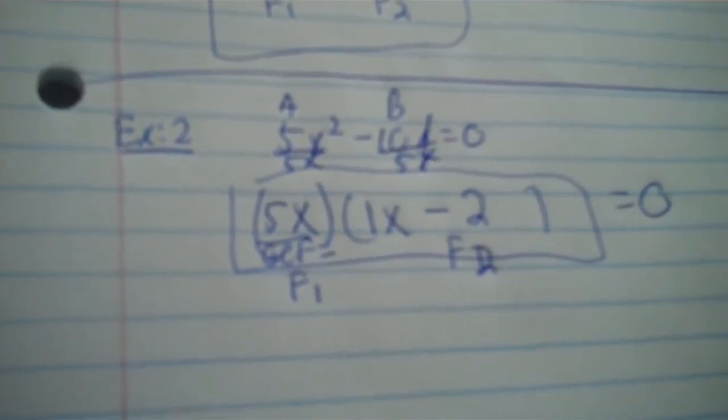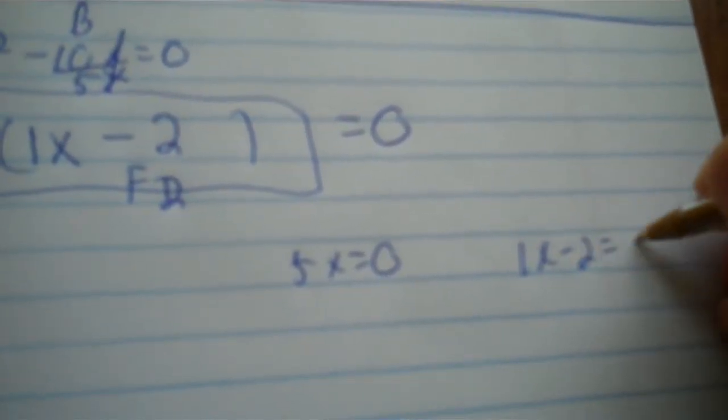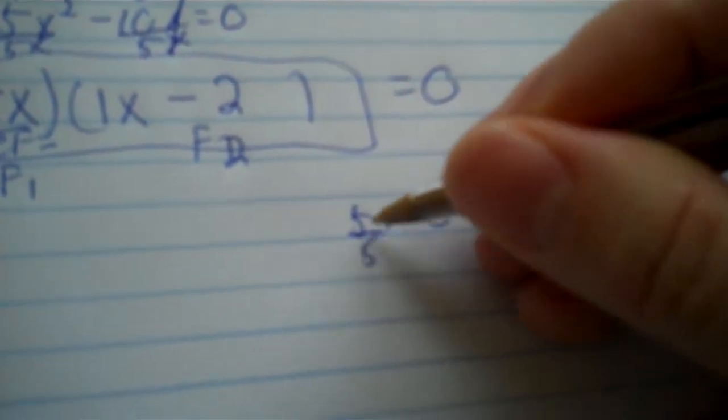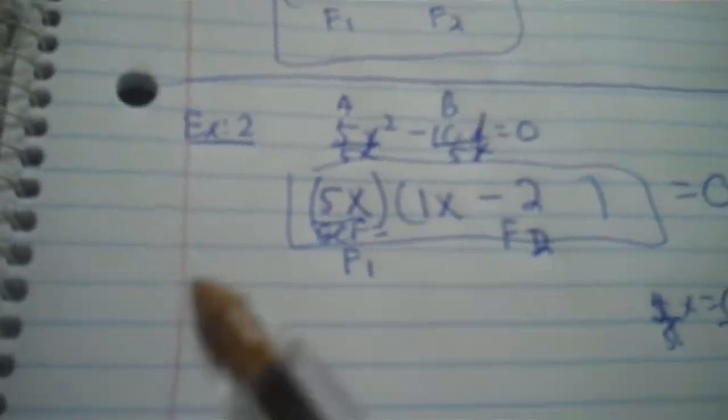Okay, now you're ready to roll. So 5x could equal 0, or 1x minus 2 could equal 0. So we'll divide by 5 here, add 2 here, 1x equals 2. You can divide by 1, but it's still 2. So 0 and 2 are the two answers. So that's how to do an ABC. This is an AB.